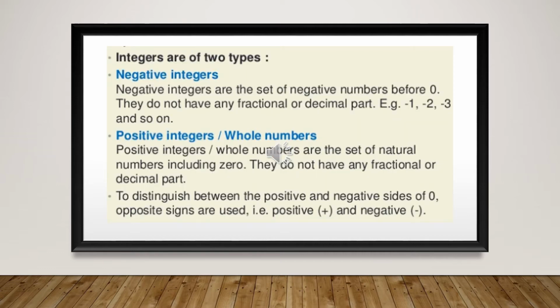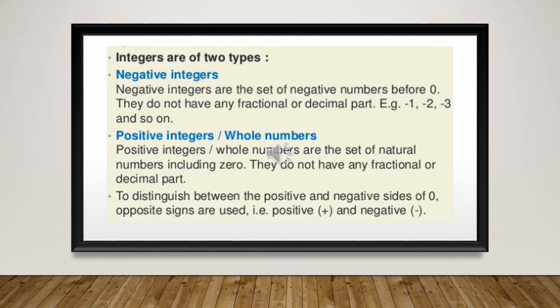So integers are of two types, negative integers and positive integers. And positive integers are also known as the whole numbers. If we are talking about the negative integers, negative integers are the set of the negative numbers before 0. They do not have any fractional or decimal part. Examples are -1, -2, -3 and so on.